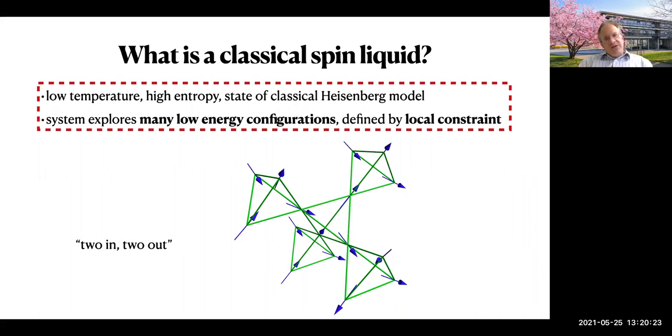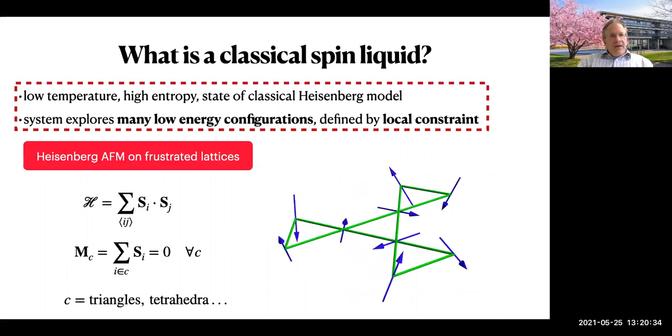And perhaps the best known such constraint you may have come across in the context of spin ice, where for spins on the pyrochlore lattice, 2 spins point into each tetrahedron and 2 point out.